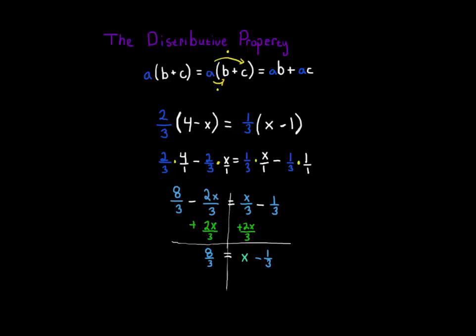Add 2x plus 3 to both sides to get 8/3 equals x minus 3. Then add 1/3 to both sides to get 9/3 equals x. Since 9/3 reduces to 3, x is equal to 3.